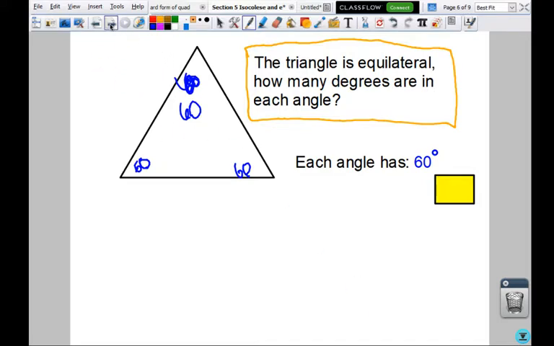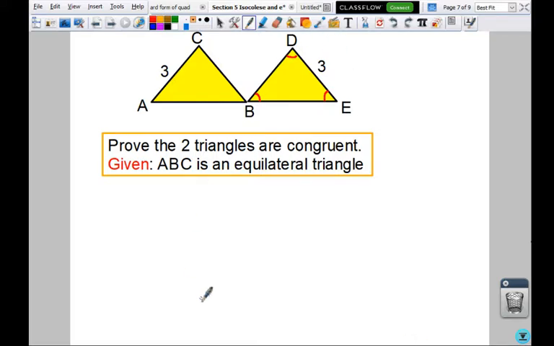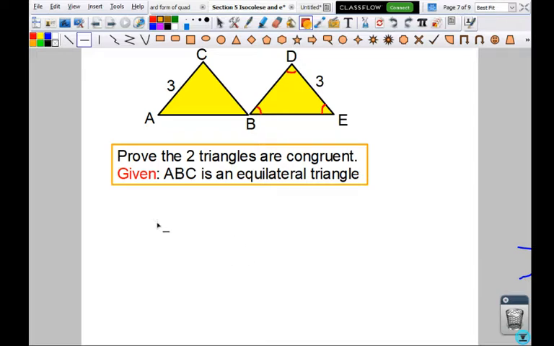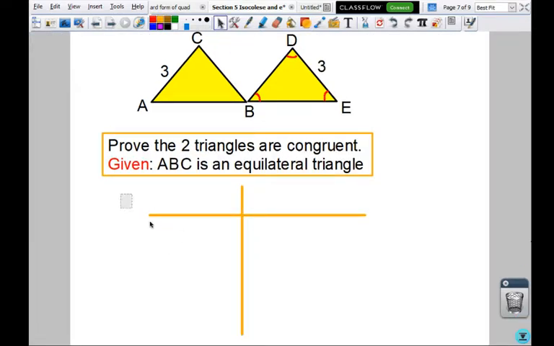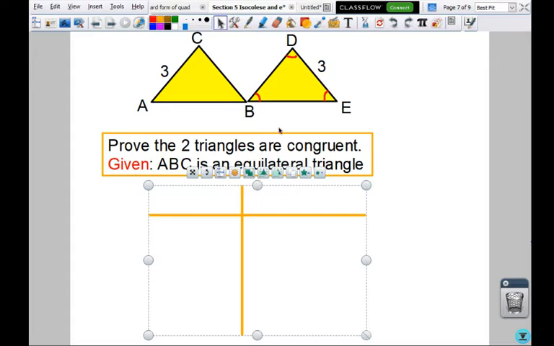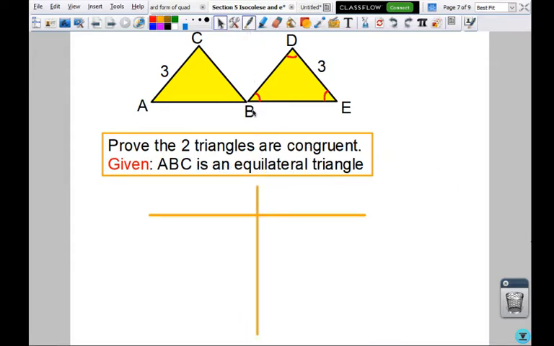For your next in-class problem, this one was kind of a lame one. This time, I do want you to make a two-column proof. I want you to prove these two triangles are congruent. On your own, prove these two triangles are congruent. Do it on your own, then check with your partner. We will talk about some of the reasoning for this soon. So if you're not quite sure about the reason, that's okay. We'll talk about them.